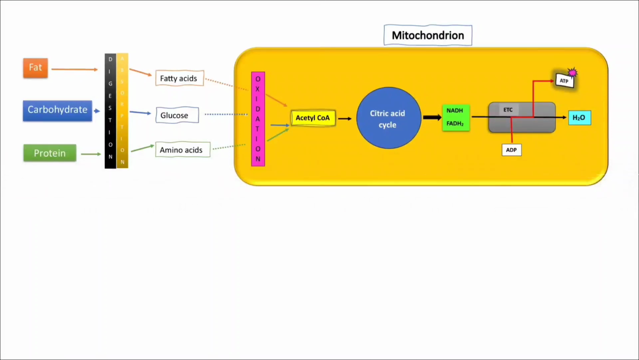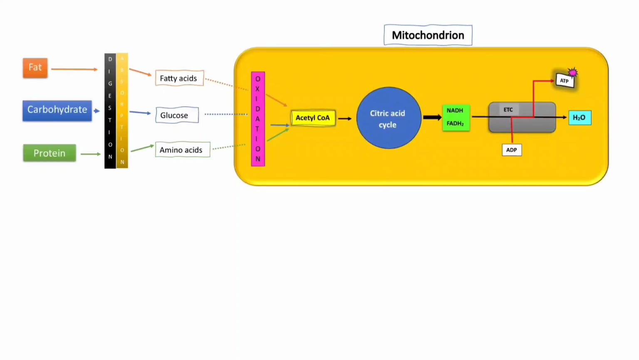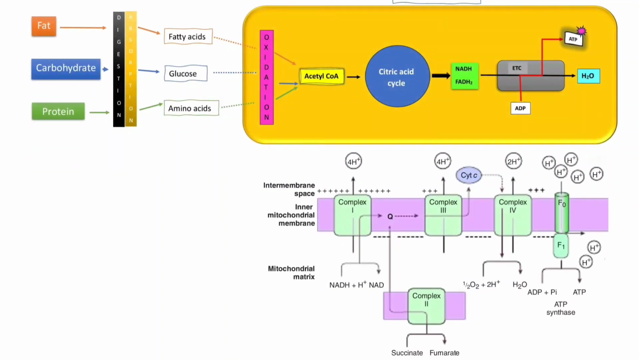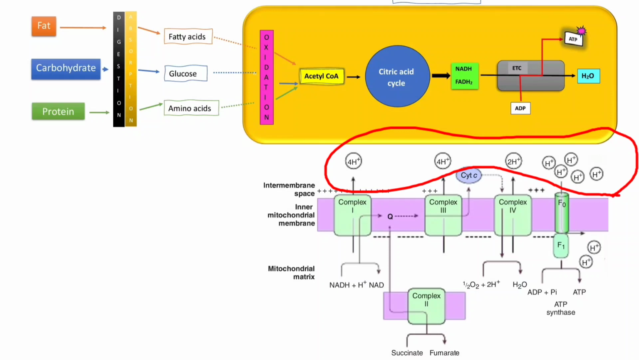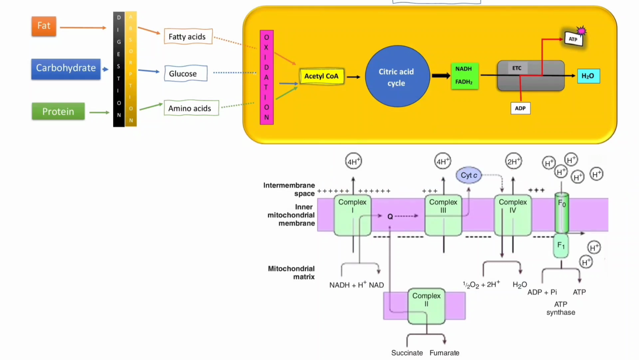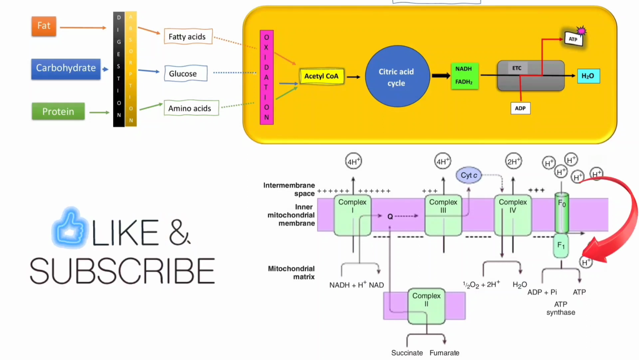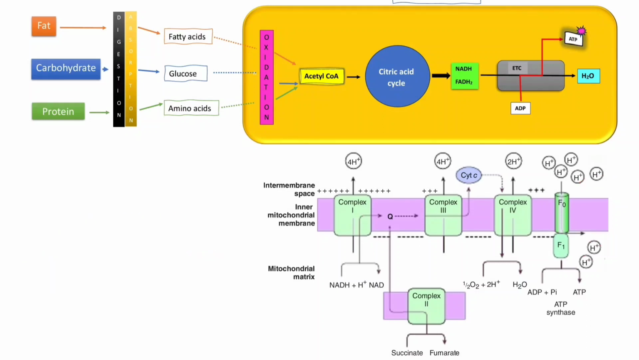During this course, the energy released due to the traveling of these electrons is used to pump protons from the matrix to the intermembrane space, where it leads to the creation of a proton gradient. This proton gradient is responsible for the joining of ADP and inorganic phosphate that leads to the formation of ATP when they return from the intermembrane space into the matrix. So this is the complex process where ATP synthesis happens, and this is the major process.